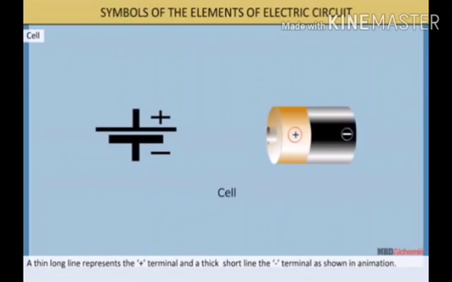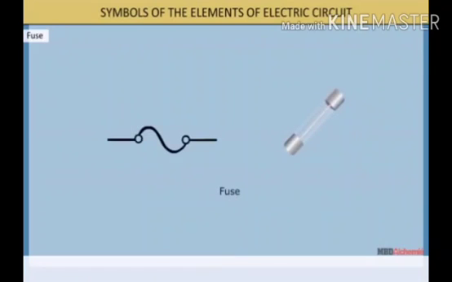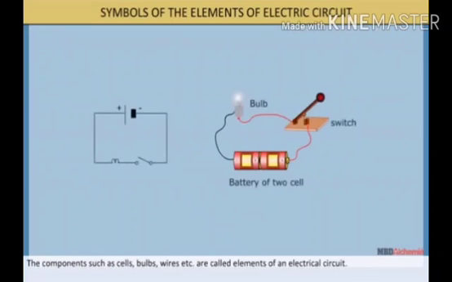Cell. A thin long line represents the positive terminal and a thick short line the negative terminal as shown. Battery. A combination of two or more cells is called a battery. Its symbol is also a combination of cell symbols as shown. Fuse. It is a safety device in electric circuits. The components such as cells, bulbs, wires, etc. are called elements of an electrical circuit.